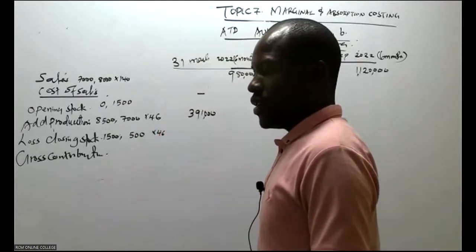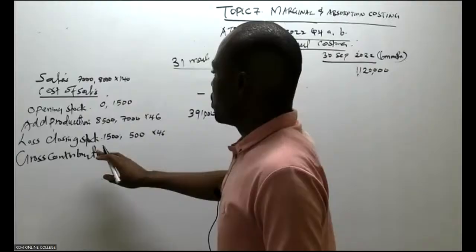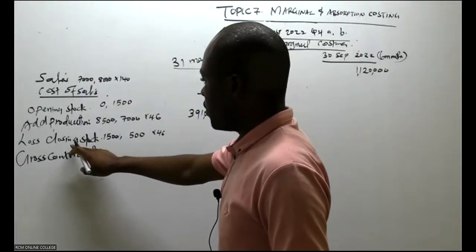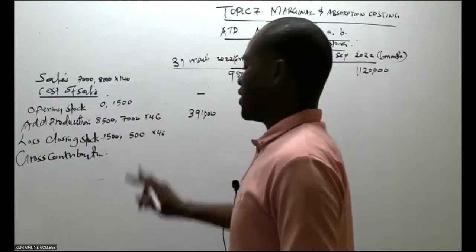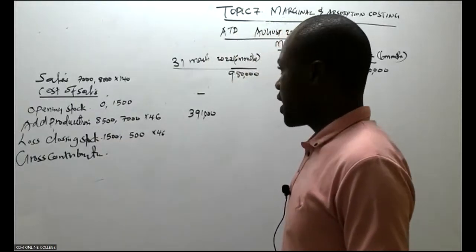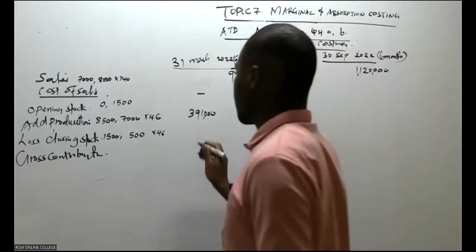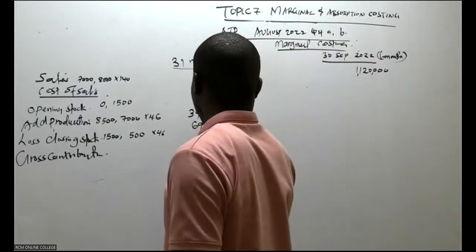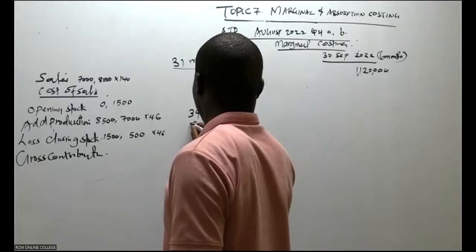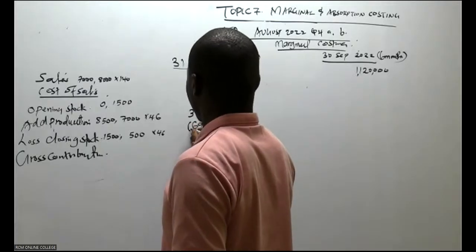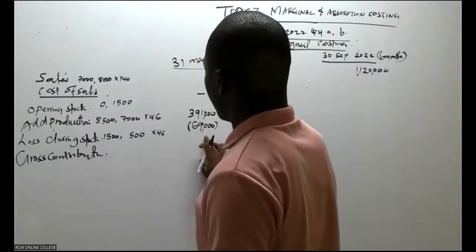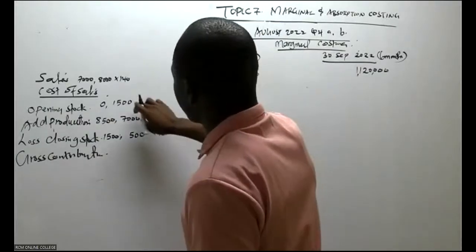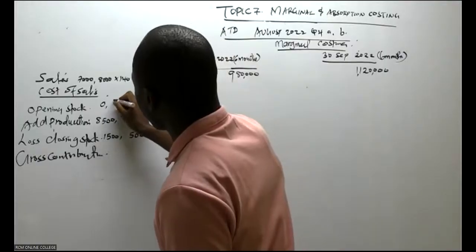391,000. Good. From 391, I need to less the closing stock, which is 1,500 by 46, that is 69. So I've known the value of closing stock. Remember, it is this closing stock that I'm transferring to be the opening, the 1,500.